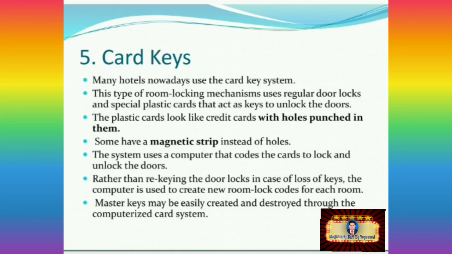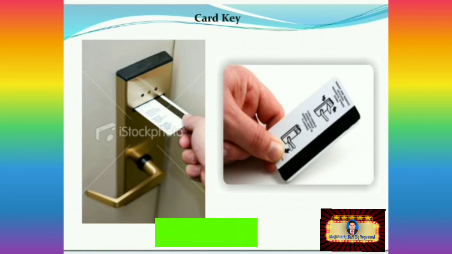The system uses a computer that codes the card to lock and unlock the doors. Rather than rekey the door lock in cases of lost keys, the computer is used to create new lock codes for each room. Master keys may be easily created and destroyed through the computer's code system. So these are the key codes.